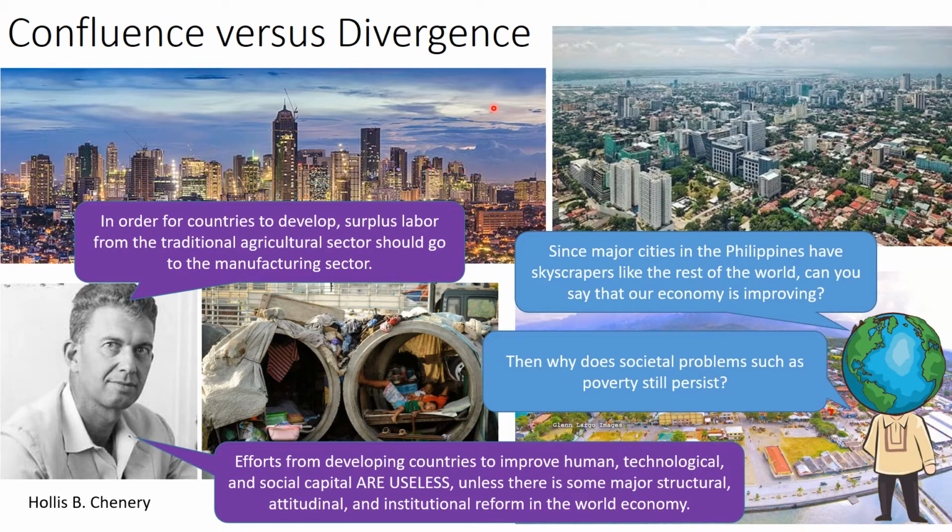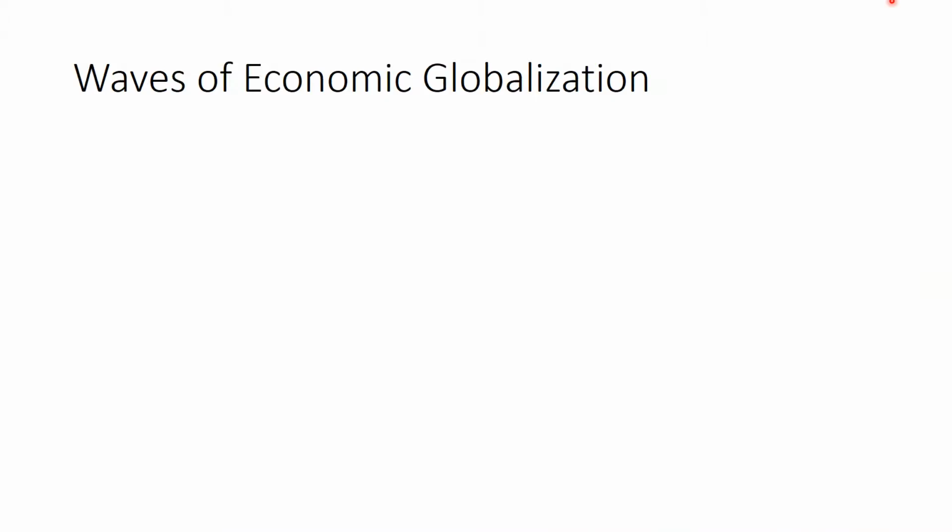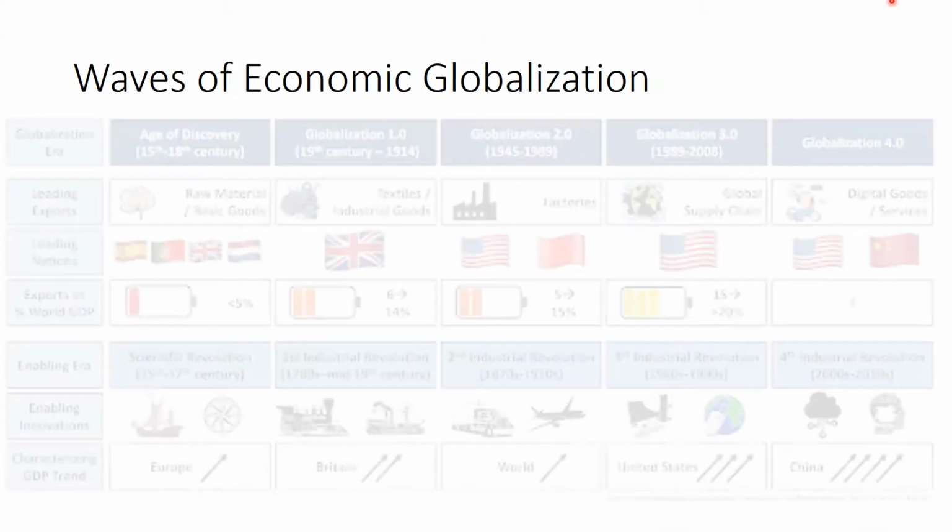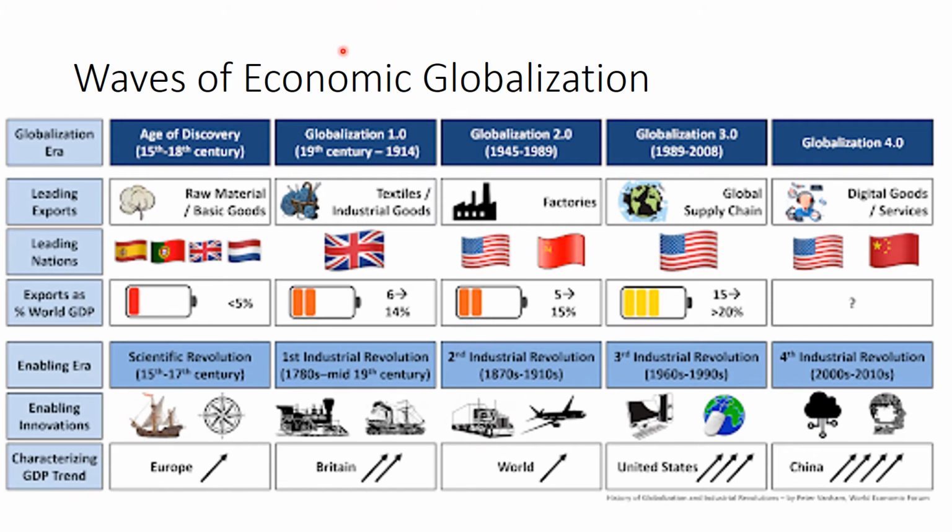Okay, so much with confluence and divergence. Let's go further and investigate globalization. And in the historical sense, these are different waves of economic globalization. This is just a picture I got from the internet, just to give a rough draft about globalization. Now we will analyze globalization in a very historical perspective, and I'm inserting some lessons here even before the age of discovery, even before the Columbian Exchange.